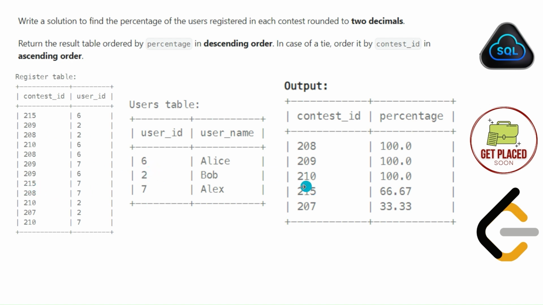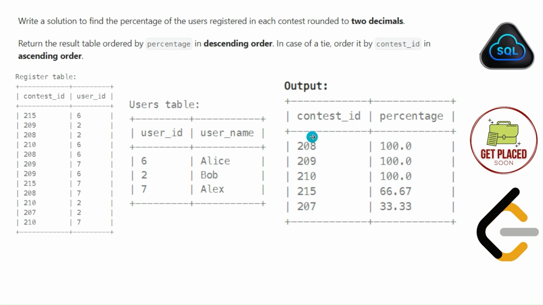So 2 has not registered for 215. So what will be the percentage of 215? 2 out of 3 people registered, right? So 2 divided by 3 into 100, because we are doing percentage. That will give 66.67. 2 has registered for 209. 7 has registered for 209. And 6 is also registered for 209. So for 209, all these 3 users registered. So 3 divided by 3, that is equal to 1 into 100, 100%. So like this we will calculate the percentage.